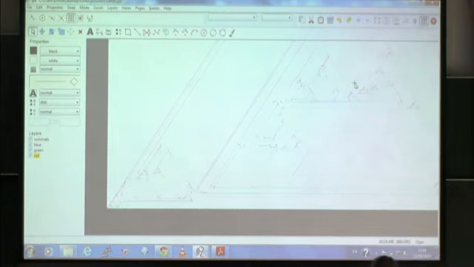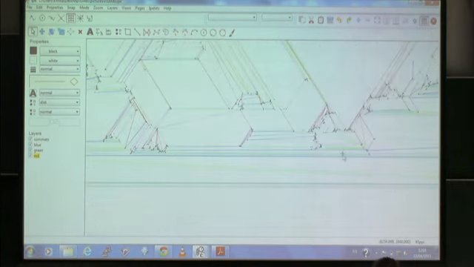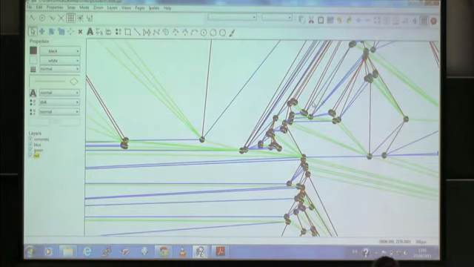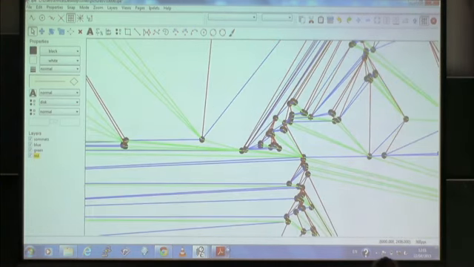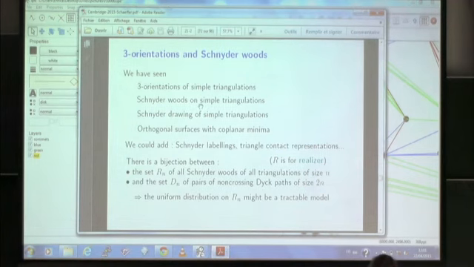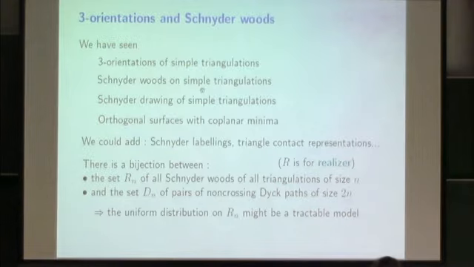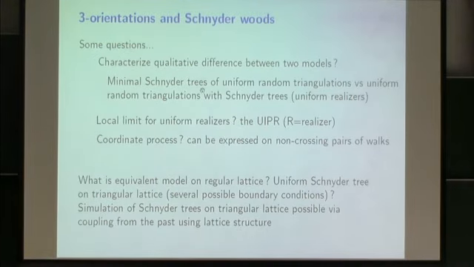So if you go instead to look at the local structure, then you see that you can, okay. So we could ask some question about that. So a nice question is, of course, can we define this uniform infinite planar realizer? Study this local limit.